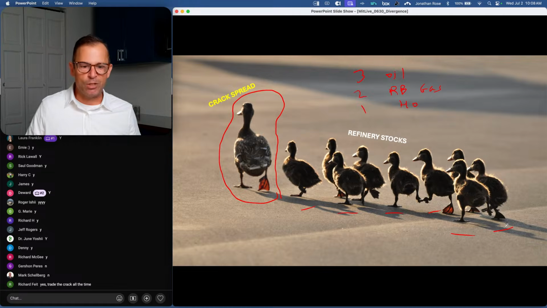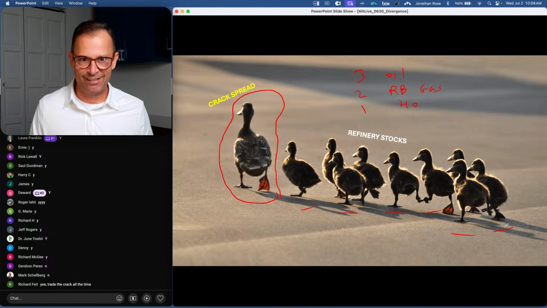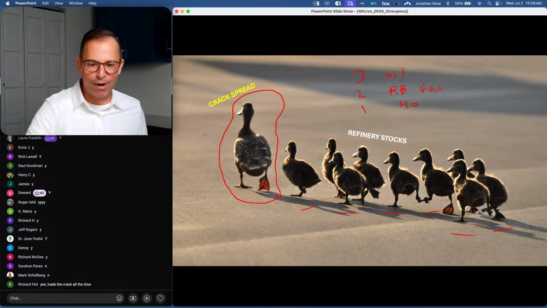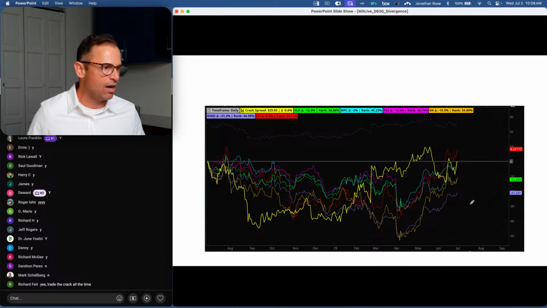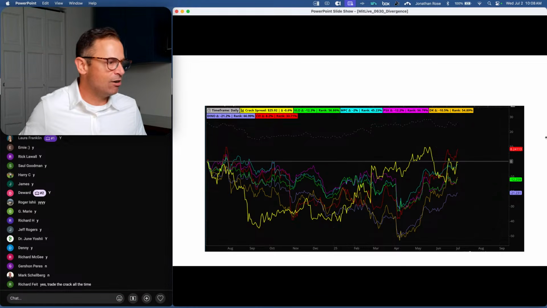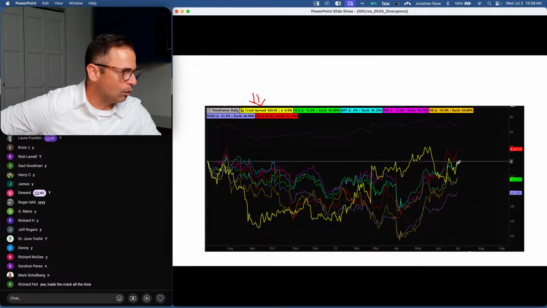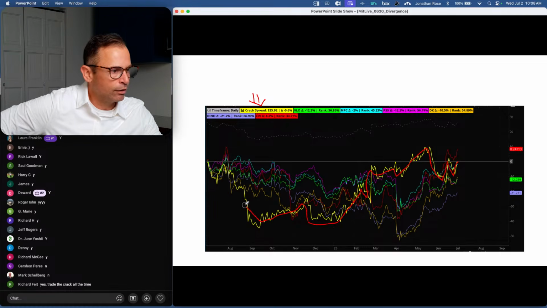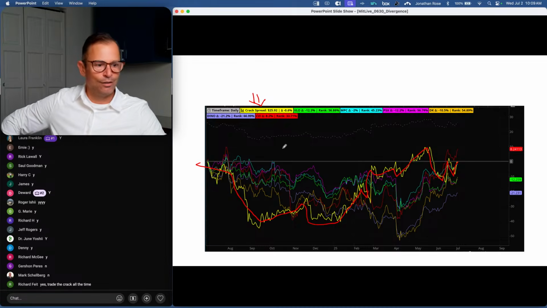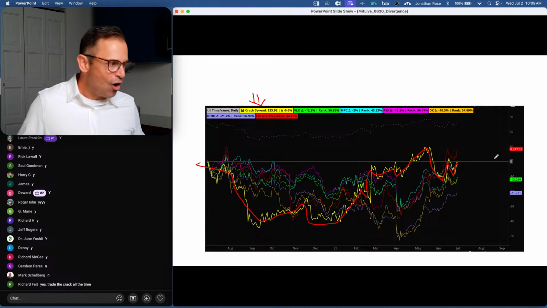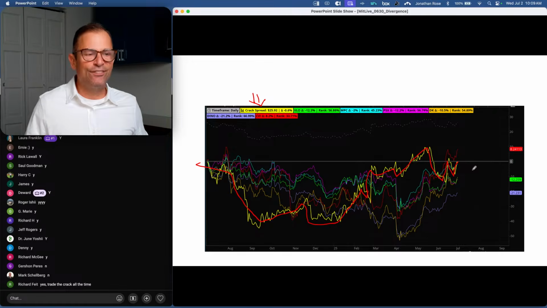And I love this image because it shows it perfectly. This trade is one of our bread and butters that we do all the time. So here is the crack spread. The crack spread is right here. I labeled it in yellow. It's right here. I'm going to put red over it. Now, most important, the crack spread is Mama Duck. Wherever Mama Duck goes, all those little refineries follow.